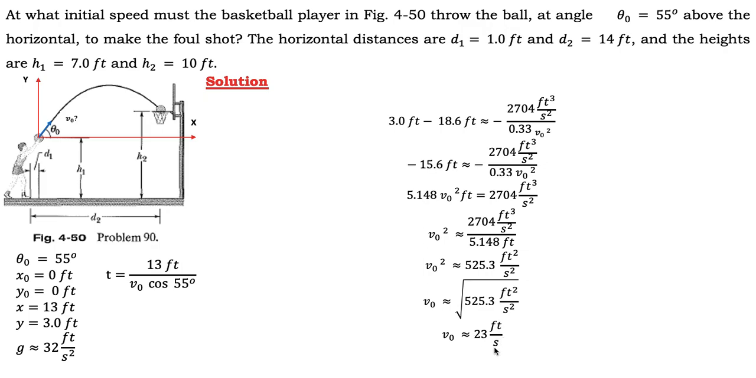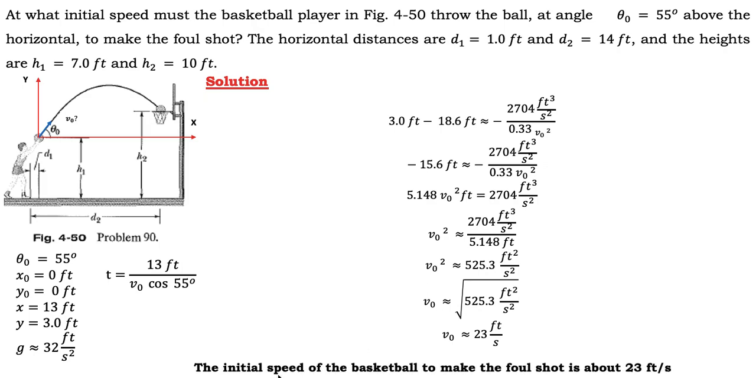And we can say that the initial speed of the basketball to make the foul shot is about 23 feet per second.